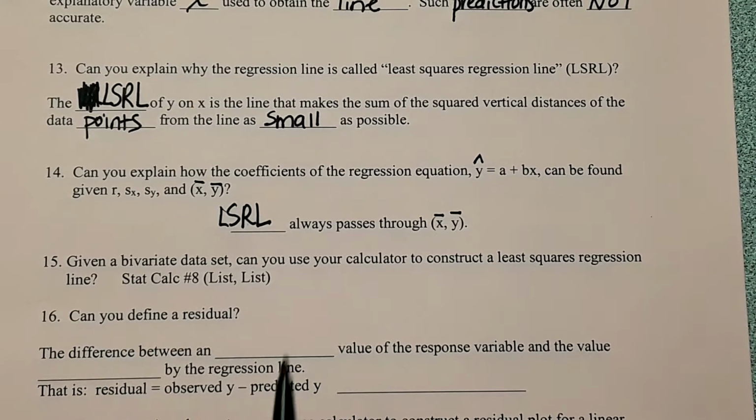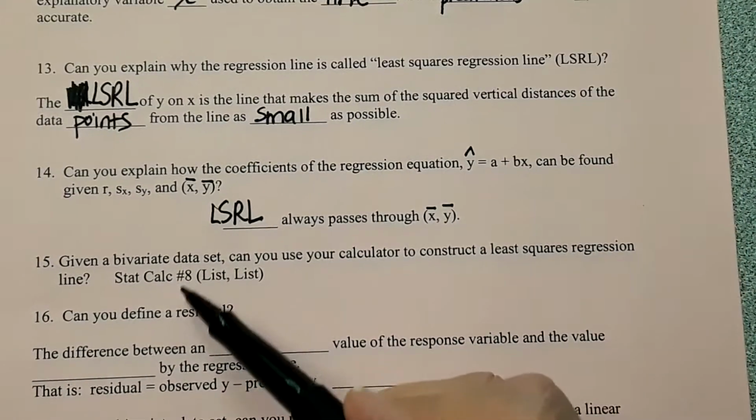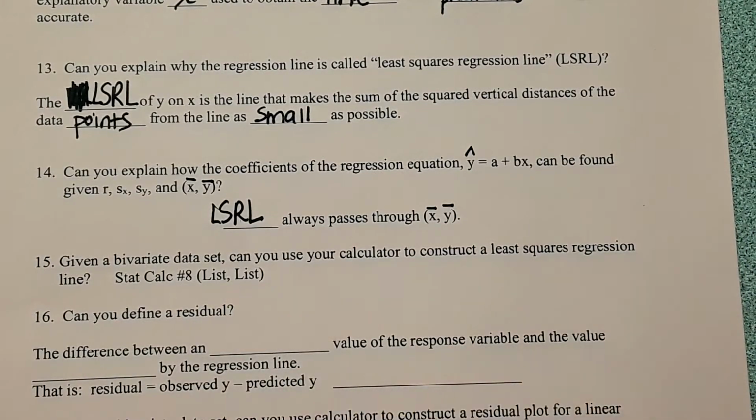Given a set, we put information into our calculator the other day into list 1, list 2. I told you how to do a stat calc 8, list 1, list 2. I did that on the video too. That is how you can find your least squares regression line and your R. If you have the fancy calculator, it will already ask which list, and you just put in which list you want to use.